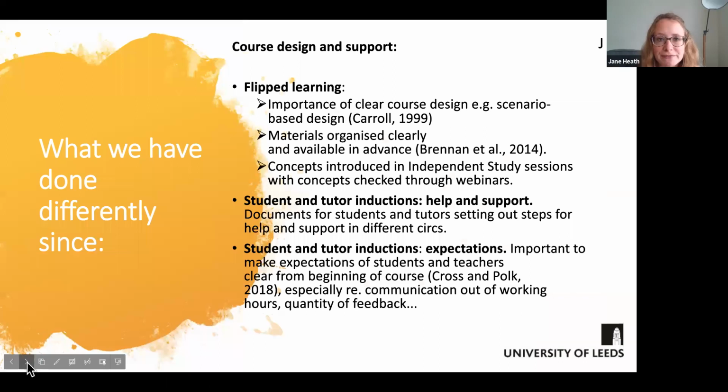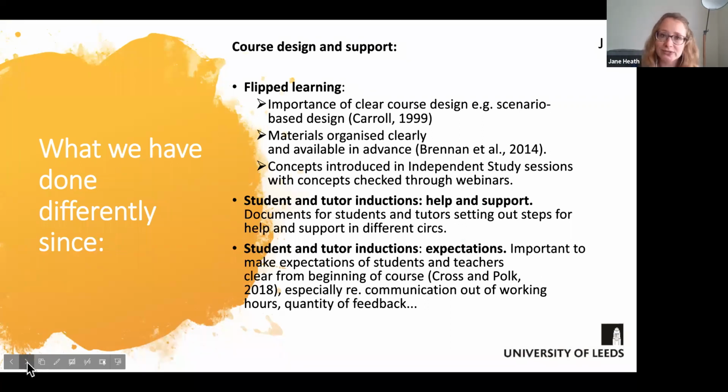I'll talk about a few more solutions that we both applied over the summer here. So first of all was flipped learning. I think we already had a flipped learning approach to some extent, but we really emphasised that. So we made sure that we had a really clear course design, the materials were really well organised for students and available in advance.